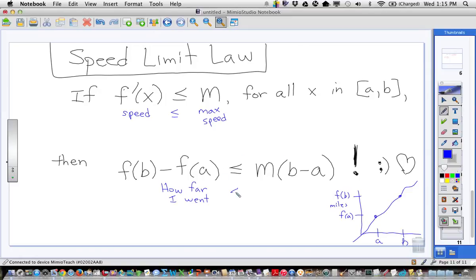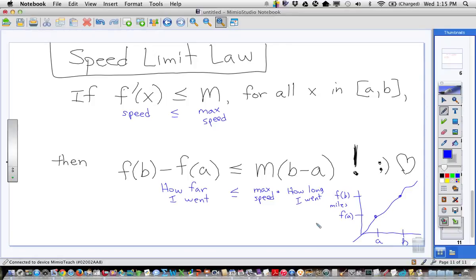And what did we say M was? Max speed. And then what's B minus A? The time it took. How long I went. So f of B minus f of A is how far I went, and B minus A is how long I was driving.